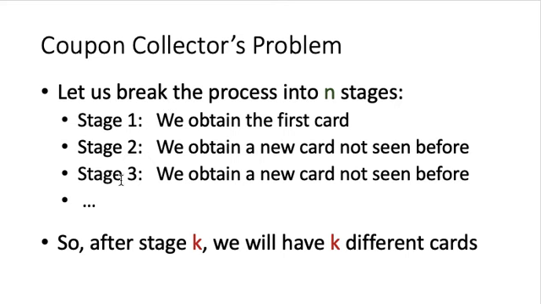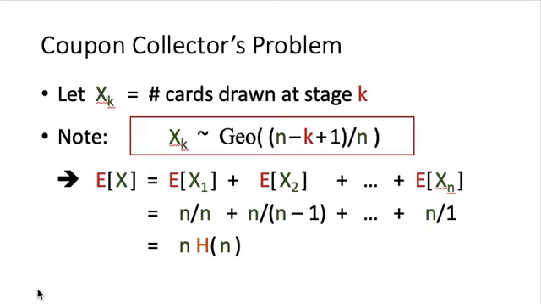Similarly, stage 3 comes after stage 2. Again, the target is to obtain a new card that we have not seen before. In stage 3, the target is to make the current collection contain 3 distinct cards. So we end stage 2 and then begin stage 3, and after stage 3, we will have 3 distinct cards. In general, after stage k, we will have k different cards. The purpose of breaking the process will be obvious on the next page.